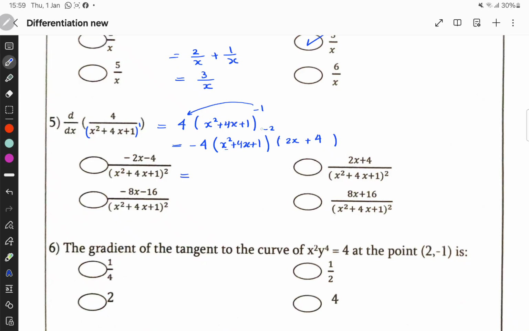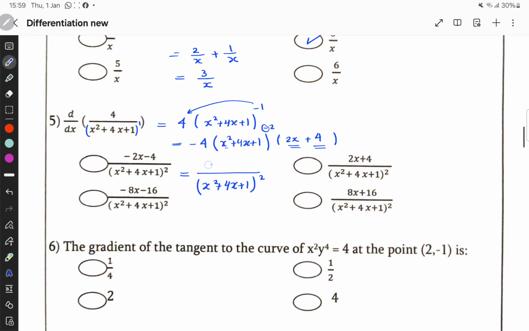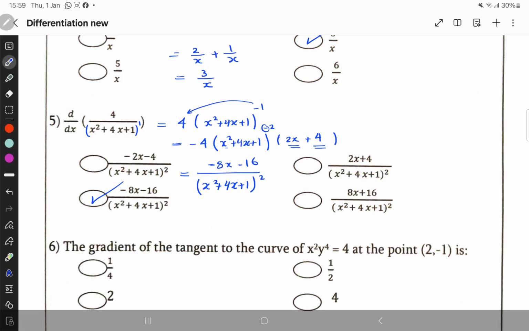Now, simplify more. The power here is a negative value, so it goes down to be positive. X squared plus 4x plus 1 all to the power 2. Now start to simplify. Negative 4 multiplied by every term here. Negative 4 times 2x, it will be negative 8x. Negative 4 times positive 4, it will be negative 16. Did you have it? Yeah, that is negative 8x minus 16 over x squared plus 4x plus 1 all squared. That is the third choice.